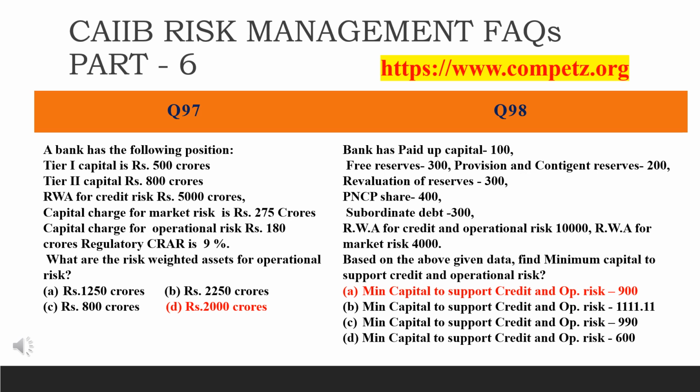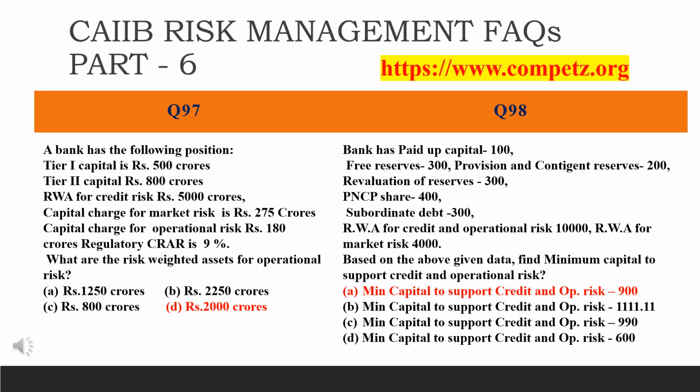Based on the above given data, we need to find out the minimum capital to support credit as well as operational risk. Four options they have given us: the minimum capital to support credit and operational risk is 900, or 1111.11, or 990, or 600. So the answer we will find out now.